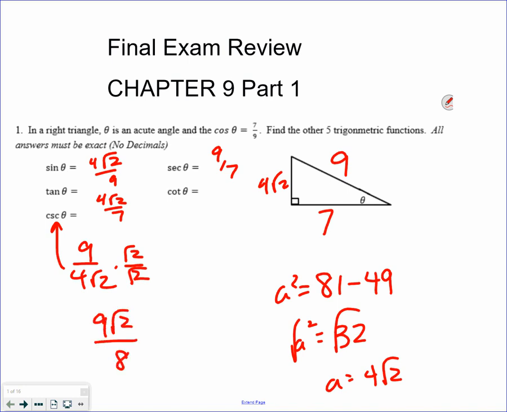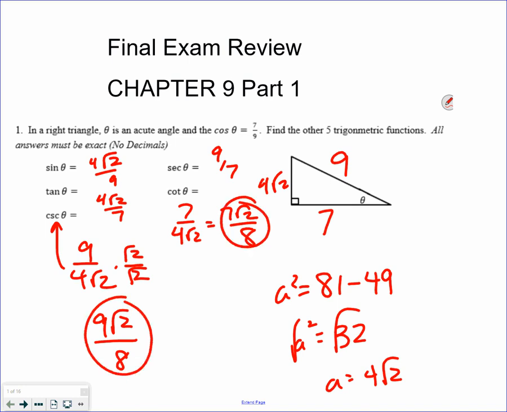And then the last one's cotangent, 7 square roots of 2. I probably should show my work. Sorry about this. So we have 7 over 4 square roots of 2. Multiply both top and bottom by the square root of 2. And so there's the last one there. Next one.